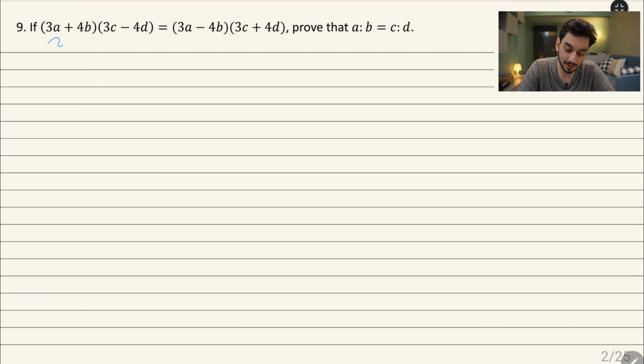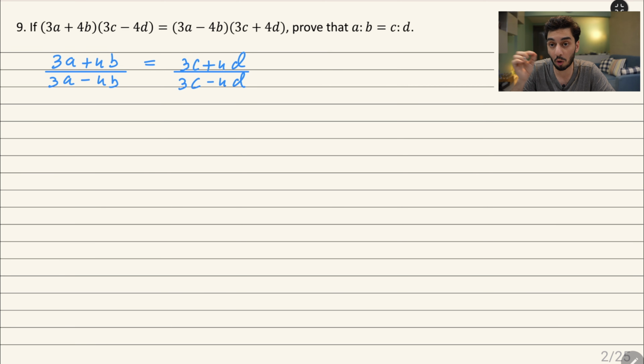Okay, so here it says if (3a + 4b)(3c - 4d) is equal to (3a - 4b)(3c + 4d), I have to prove that a is to b is equal to c is to d. Firstly I would write this thing as (3a + 4b) upon (3a - 4b). Why do I do this? Because I want all the a's and b's on one side and I want all the c's and d's on the other side. So this 3c + 4d remains there, and the 3c - 4d from here goes to the denominator and it becomes 3c - 4d.